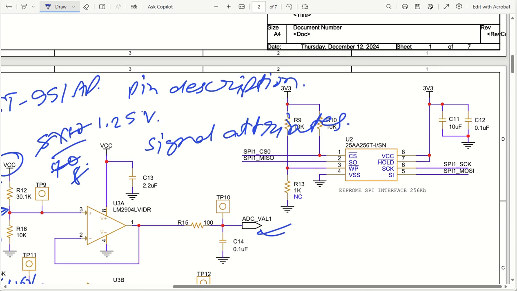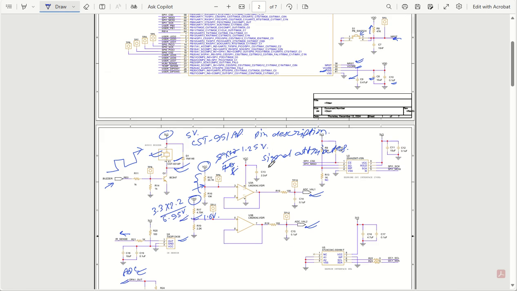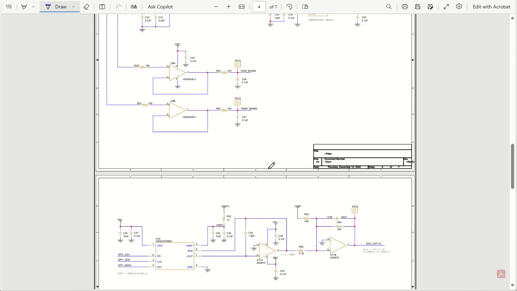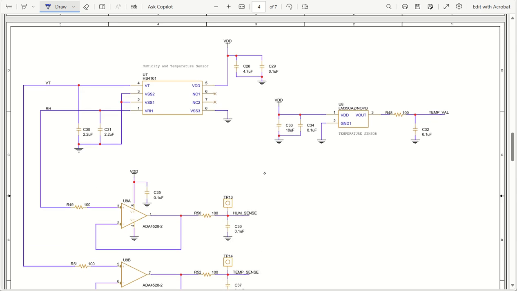Got it. So let's get into the other part. Okay, we have temperature sensors and humidity sensor. In temperature sensor and humidity sensor, what we'll do is we'll go into the sensor page. So this is the sensor page, and this is only one IC, single IC, which is having temperature sensor also, that is VT, and humidity sensor also, that is VRH.